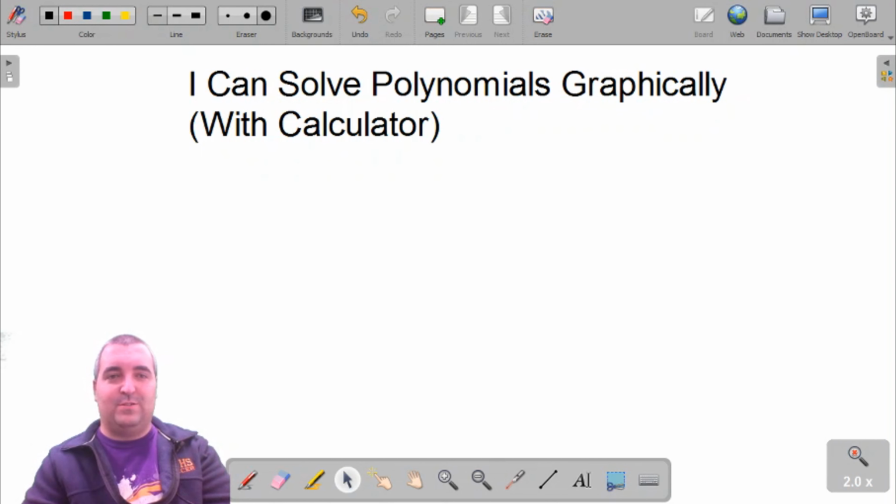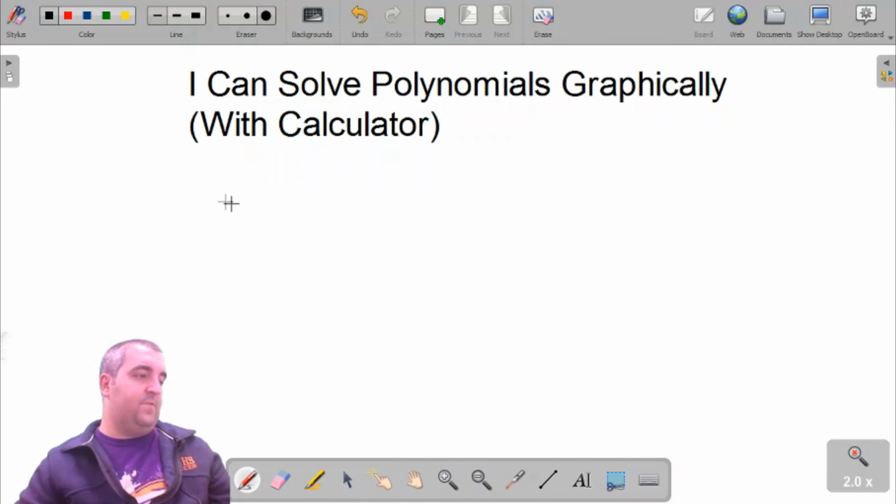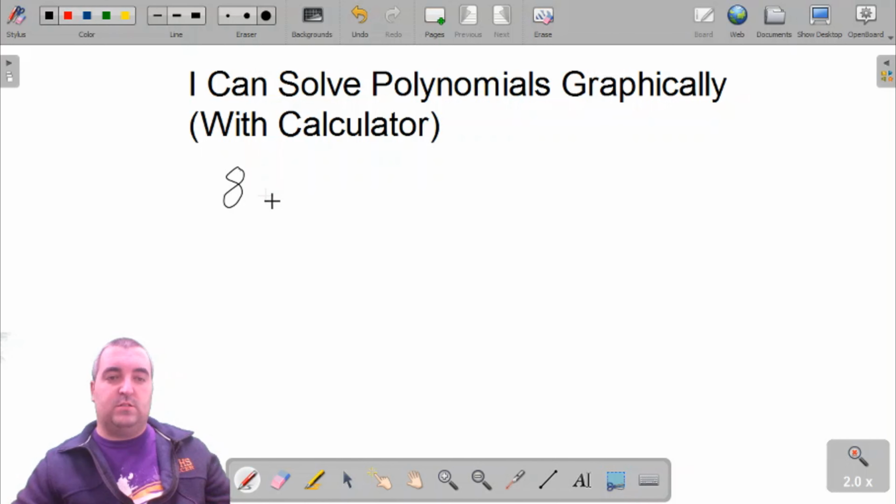Hello everybody, Mr. Rubo here, and today we're going to talk about solving polynomials graphically, and specifically we're going to be using our calculator a lot today. So first, with these problems, you'll actually see a lot more word problems with these, but we'll start with just being given an equation and asked to solve.